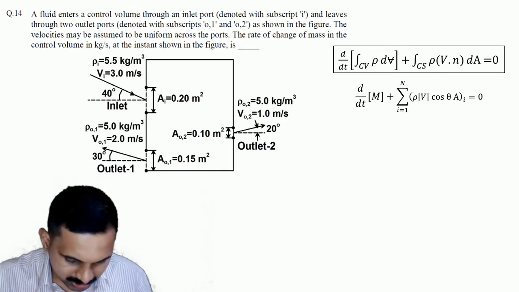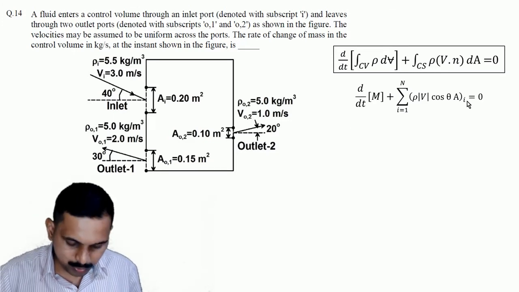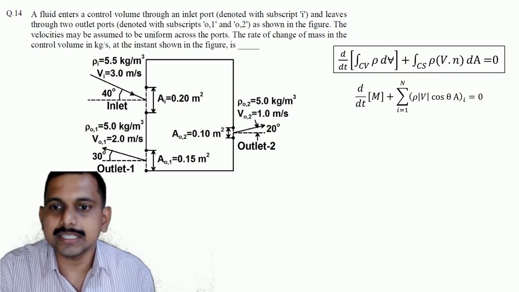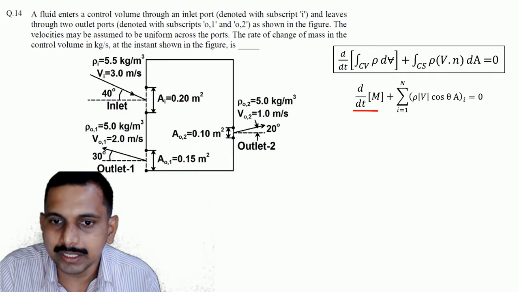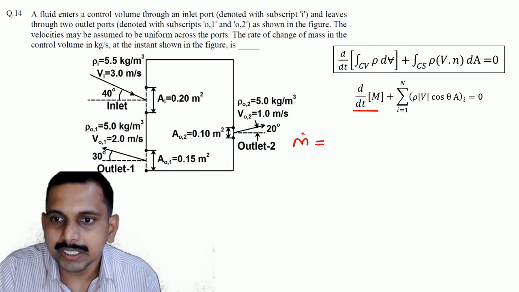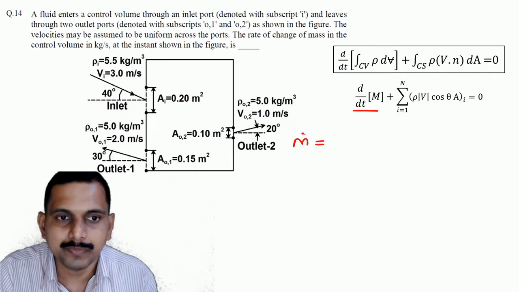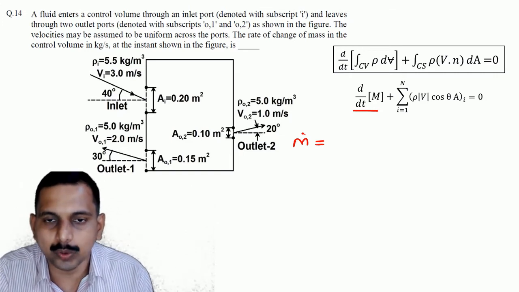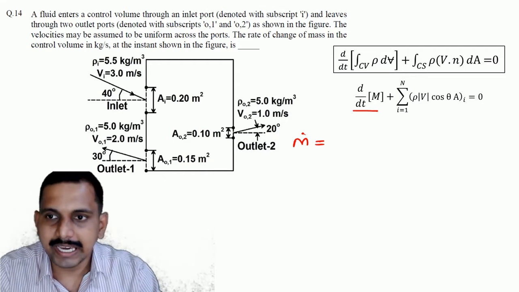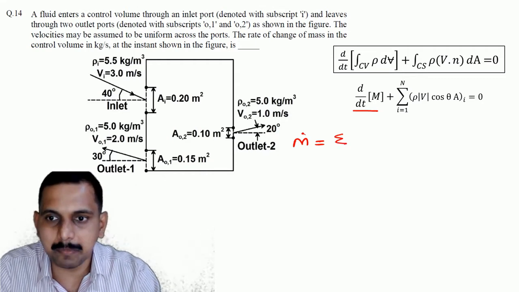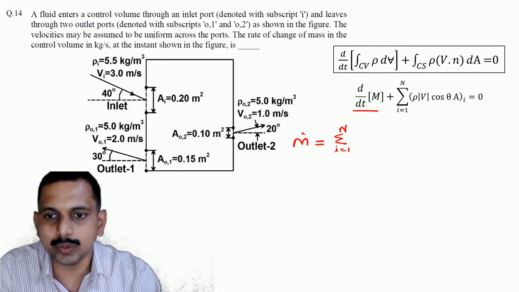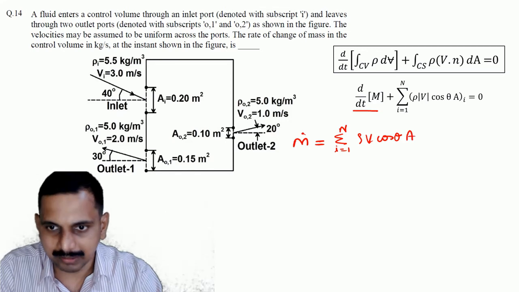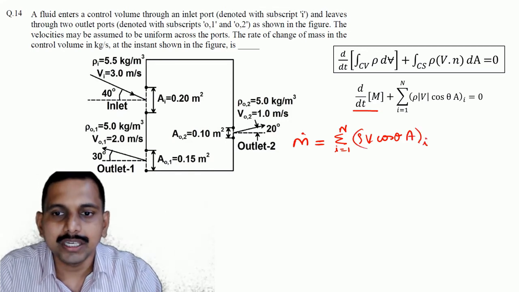Now once we get this, how to solve this? Let us see. Here what happens is this is mass flow rate. So mass flow rate, that is m dot, I will say, this is equal to summation of all these things. Now whatever is coming in, we will take it as positive, and what is going out, we will take it as negative. In that sense, I can say this as sigma i equal to 1 to n rho v cos theta into A of i. Now let us do that.